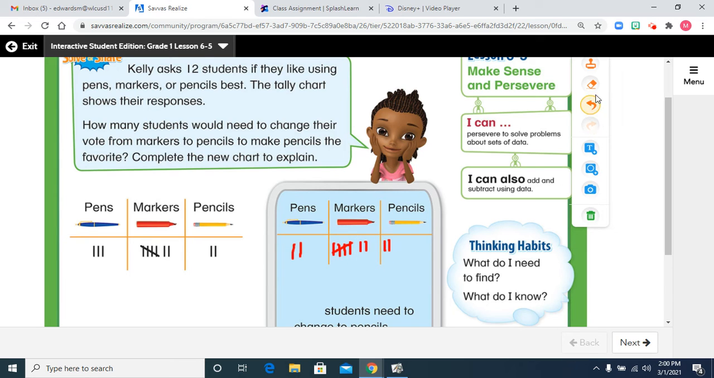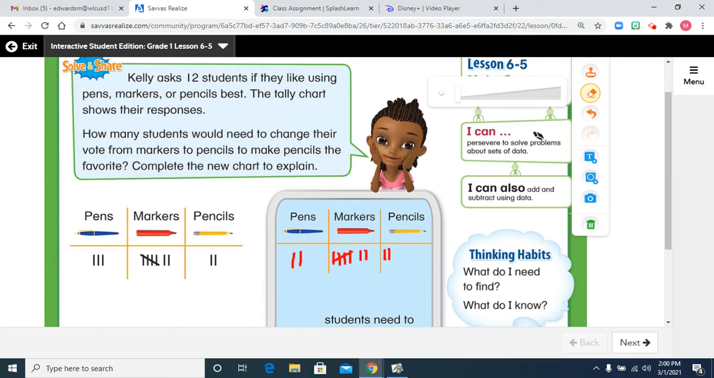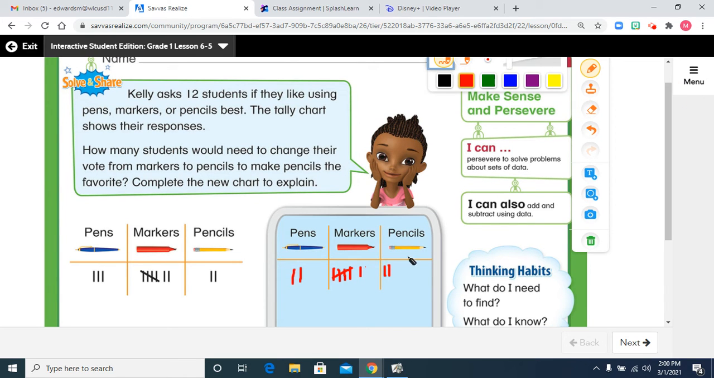Okay, there's 7. Now we're going to take one out of markers and move it to pencils. Take another one out, move it to pencils until pencils is the favorite. All right. So let's start with 1 marker gone, and we'll add that one to pencils.